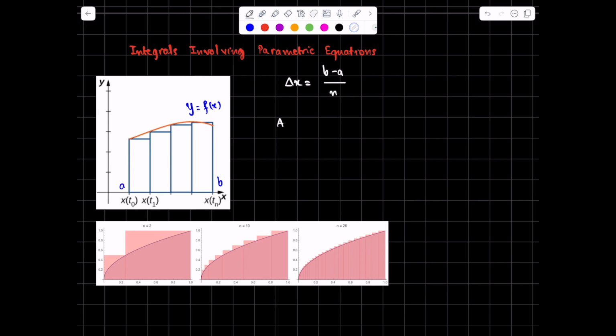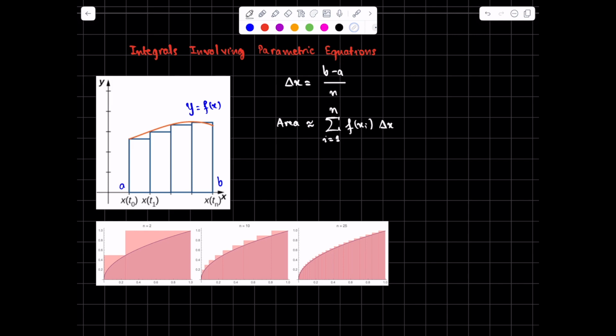So the area is approximately equal to the sum of the height of the rectangle times the width, in this case the equal width, for i going from 1 to n. Again, n is the number of subintervals that you want to divide into, or the number of rectangles you want to use in this approximation.